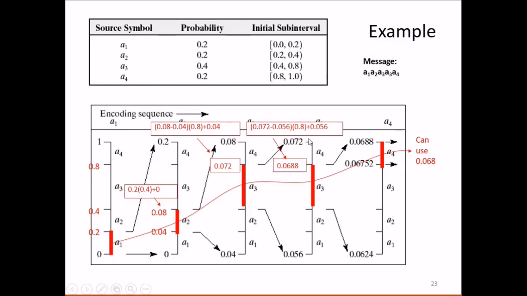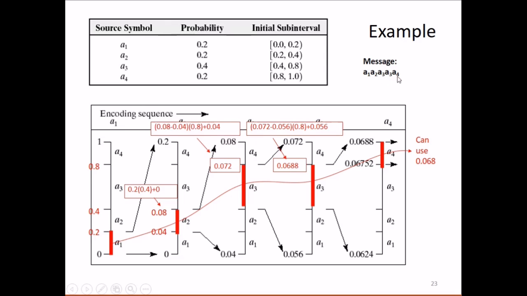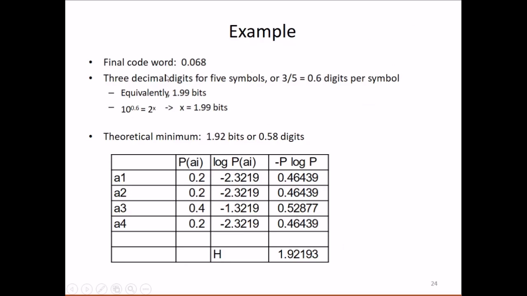Now once we get this value, the final code word is this value. So we have 3 decimal digits for 5 symbols. How many symbols are there? 1, 2, 3, 4, 5, and we just have 3 digits. You see, only 3 digits for 5 symbols. So 3 by 5, that is 0.6 symbols or digits per symbol. So equivalently we have 1.99 bits.